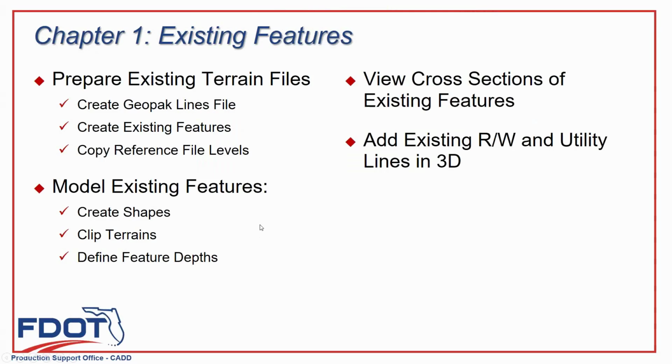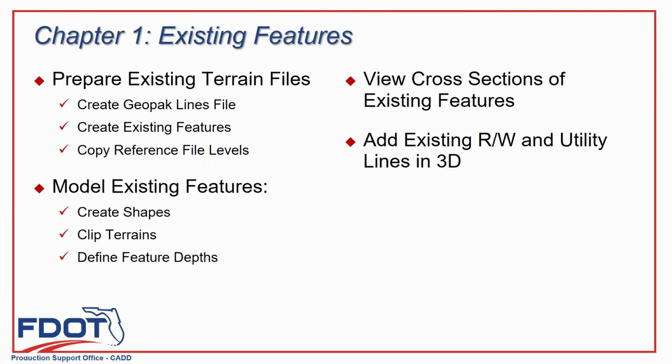So basically, the concept is that you need to have your DTM files, all those files prepped, and then you're going to model the existing features. And to do that, you basically need to create shapes for all the existing features, and then you're going to add some intelligence to those shapes, like depth to your pavement, for example, that sort of thing. And so then these are steps also that are shown in chapter 1. We can look at cross sections, and then you can add also right-of-way lines.